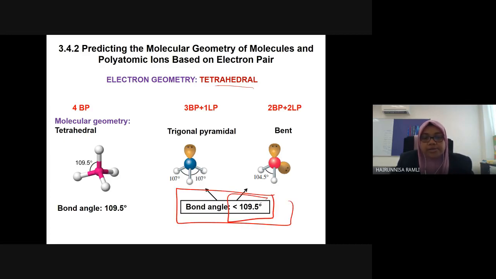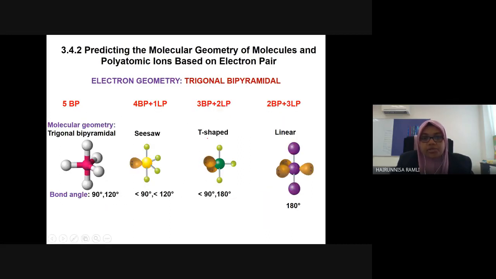Kalau dia suruh you explain antara yang ini dengan yang ini, of course you have to mention because this one have two lone pairs, should be lesser than this one. Okay, trigonal bipyramidal paling banyak sekali dia punya molecular geometry. Okay, dia ada seesaw, T-shape and also linear. Okay, so nampak tak? Bond angle dia ada dua, 90 and 120. Yang ini dengan yang ini dia 90, bawah dengan atas also 90.